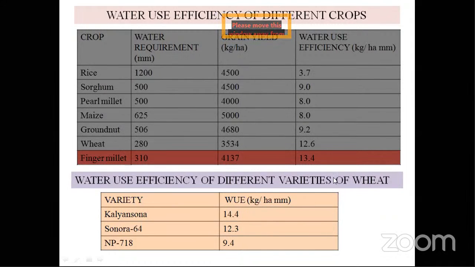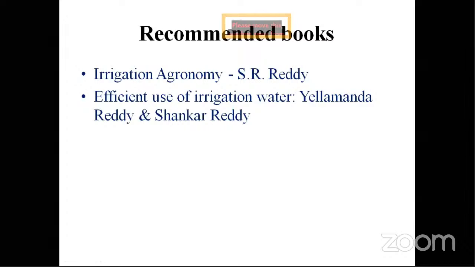Even among C3, C4, and CAM plants, generally water use efficiency is very high for CAM plants, followed by C4 plants, followed by C3 plants.